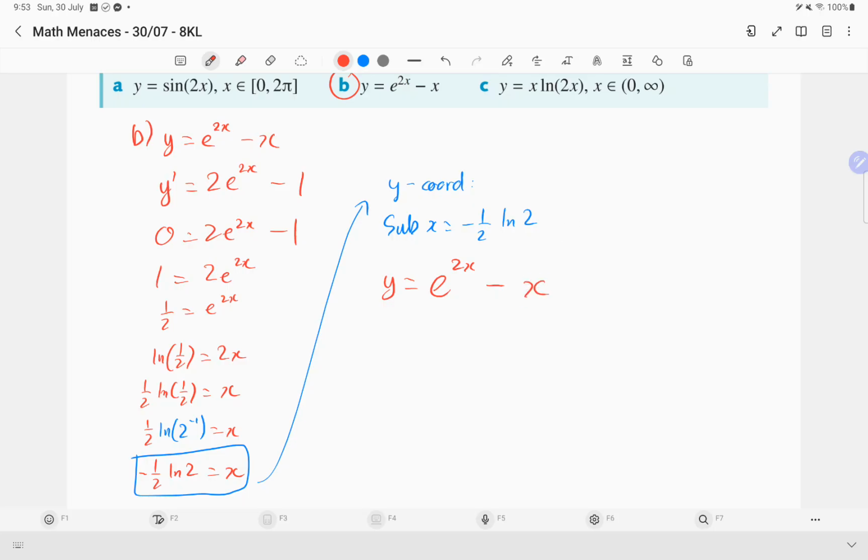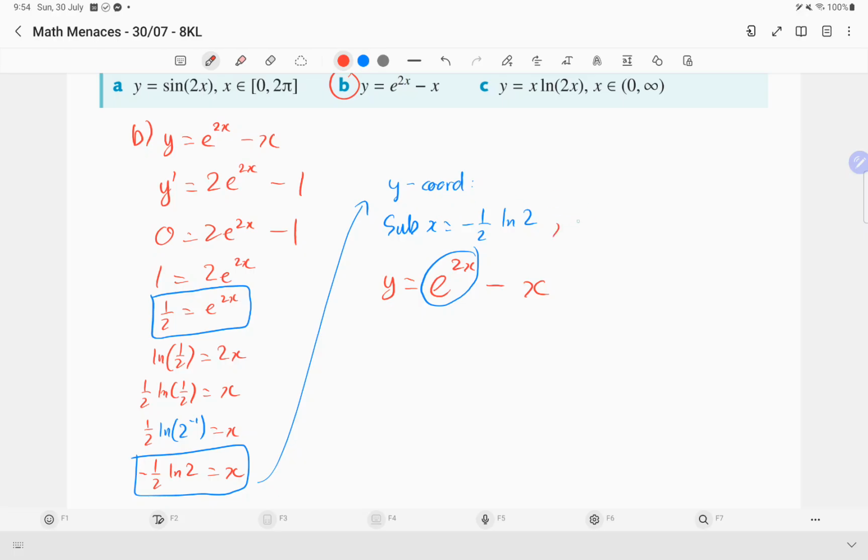Now I'll show you the bad version first, just to show you how painful it is if you don't know the smarter version. The bad version is, I'm going to substitute this thing in. So that will be e to the power 2 times negative half ln 2. Do you want to calculate this thing? No, you don't want to calculate that thing, right? So instead of substituting the x value only, we need the actual x value to substitute into the x here, but the e to the power 2x, we had the version of that before, right? Does it make sense?